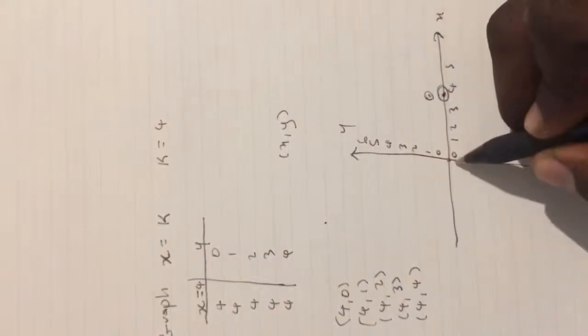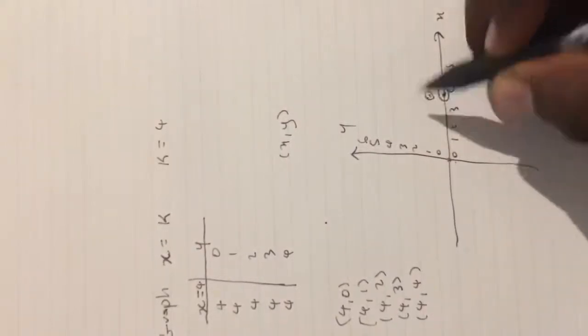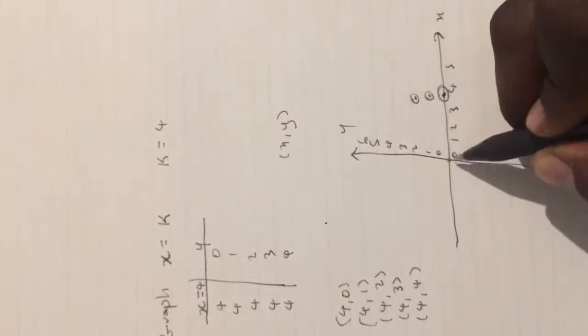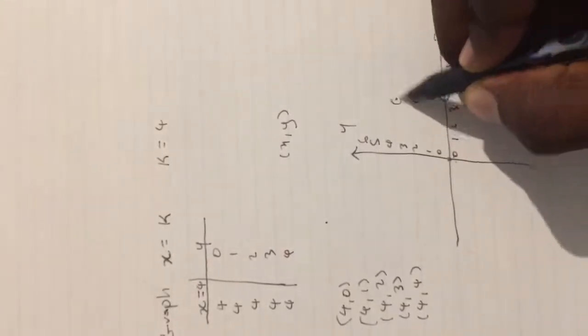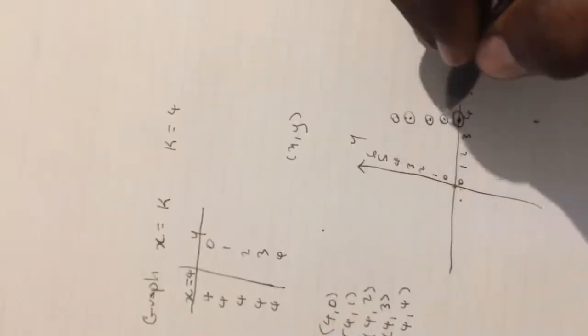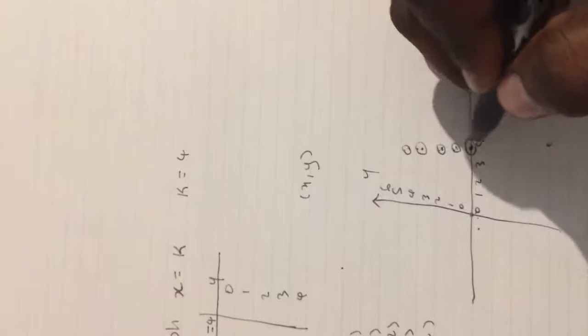Then we're going to find 4, 1, which would be 4 on the x, 1 on the y, right here. 4, 2, 4 on the x, 2 on the y, right here. 4, 3, 4 on the x, 3 on the y, and then 4, 4.